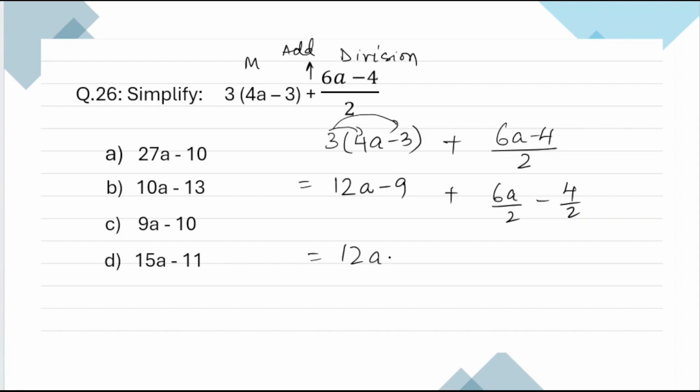So we will separate the terms, 6a divided by 2 and 4 divided by 2. So let's write our first answer as it is, 12a minus 9 plus, what is 6a divided by 2? It's 3a. 6 divided by 2, 3, minus 4 divided by 2, 2. So now let's check the like terms. 12a plus 3a, it's 15a. Negative 9, negative 2. Answer is negative 11. So option D is our correct answer.